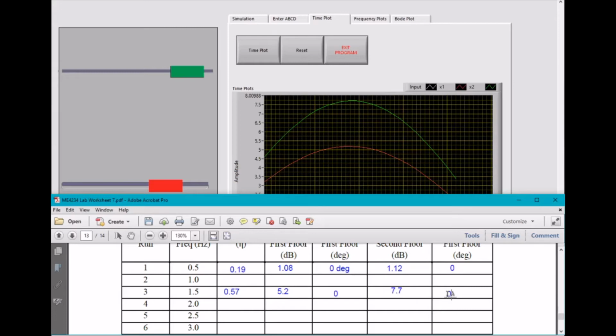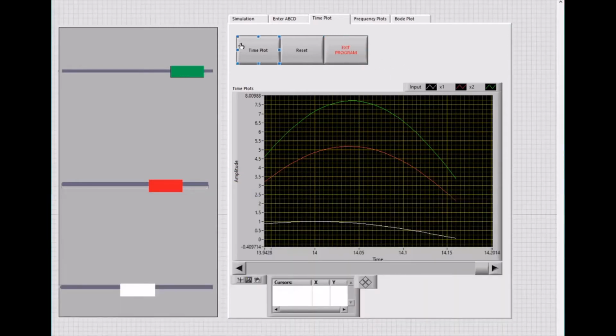Okay, so if I look at my own numbers that I calculated from the transfer functions, these are the numbers: 5.53 and 8.25. Okay, it's a little bit different. I mean, remember, this is a numerical simulation, right? It can't be perfect. So now exit the program again.